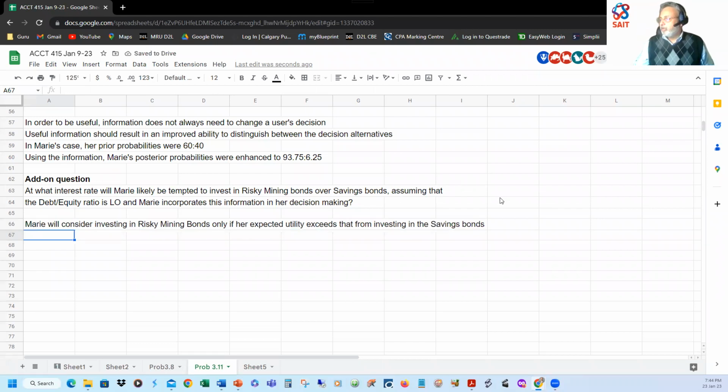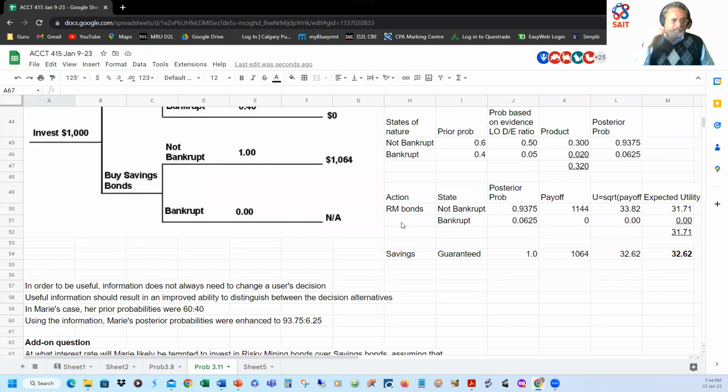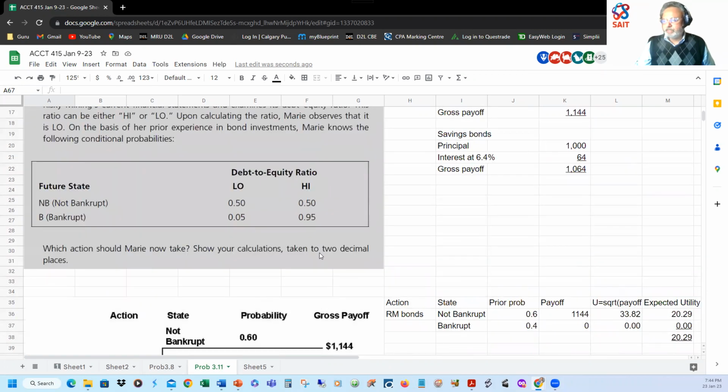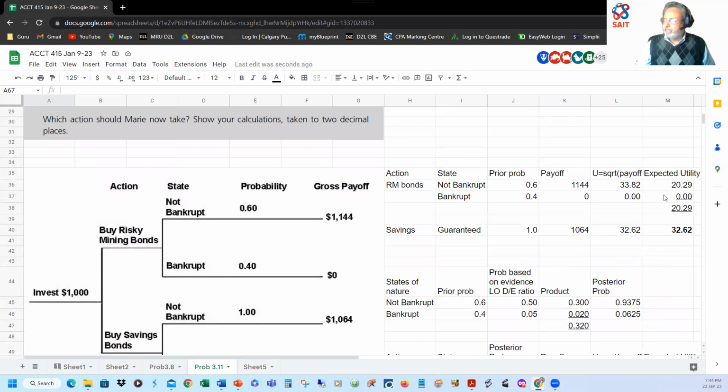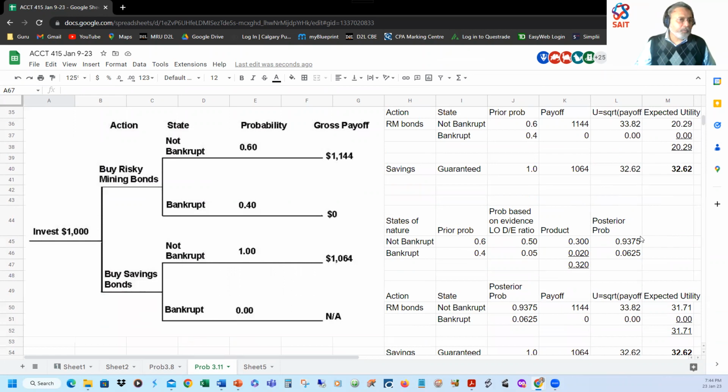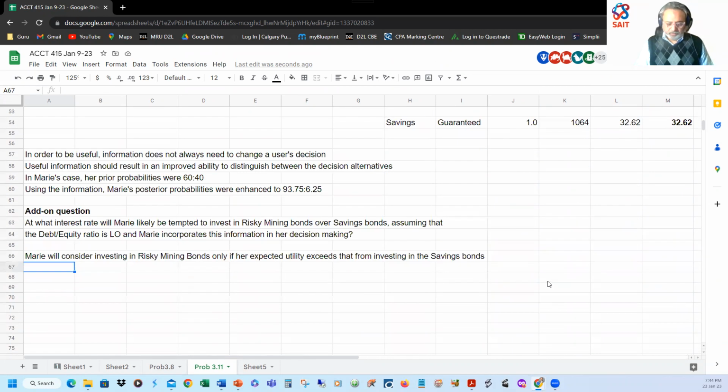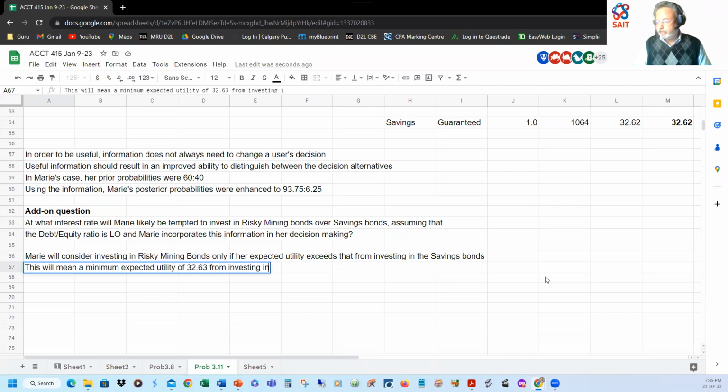So expected utility from savings bonds is 32.62. In order for the utility to be greater, let's just arbitrarily make it 32.63, right? Even if we make a very incremental increase. Since our calculation is supposed to be done to 2 decimal places, expected utility from investing in risky mining bonds needs to be at least 32.63 for Marie to invest, right? So this will mean a minimum expected utility of 32.63 from investing in risky mining bonds.